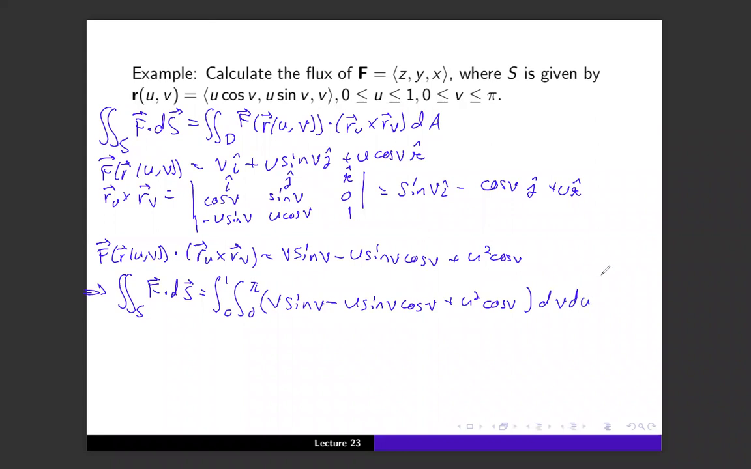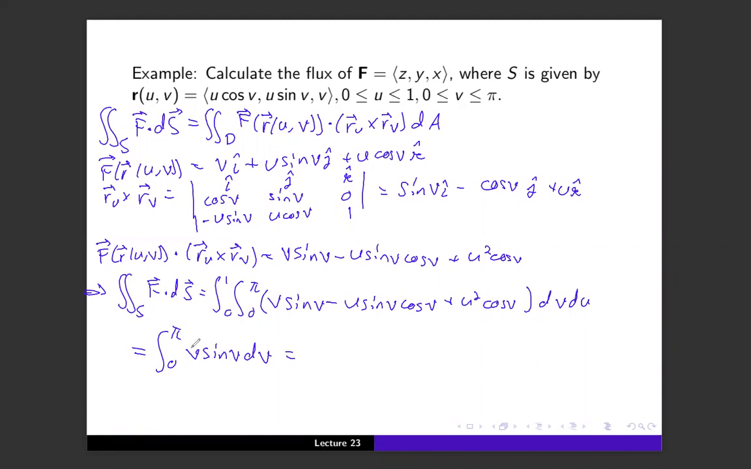What's going to end up happening is that you're going to anti-differentiate sine v cosine v to one half sine squared, which vanishes at 0 and pi, and cosine v is going to anti-differentiate to sine v, which again vanishes at 0 and pi. The first term doesn't have a u at all, so this whole thing comes out to the integral from 0 to pi of v sine v dv. Unfortunately, I have to do this by parts, which I'll do quickly as just an example of what this would look like.